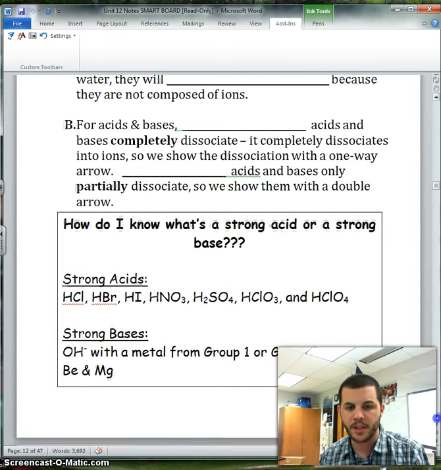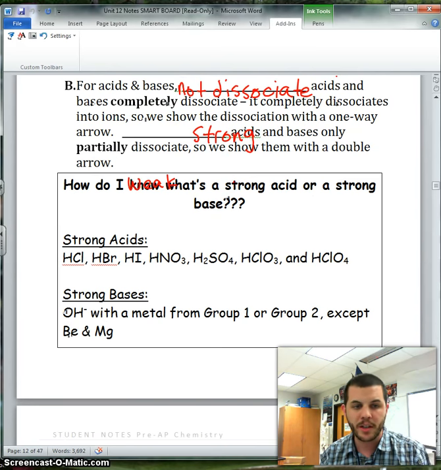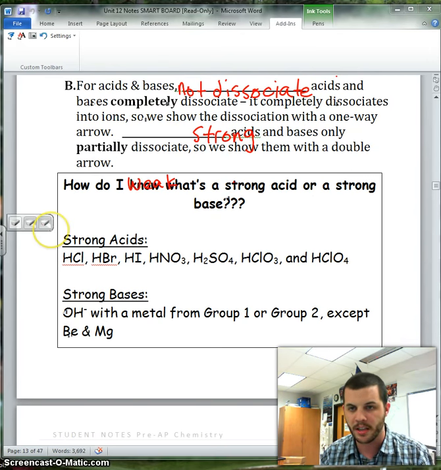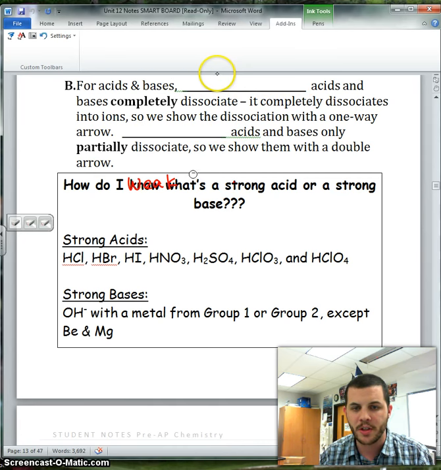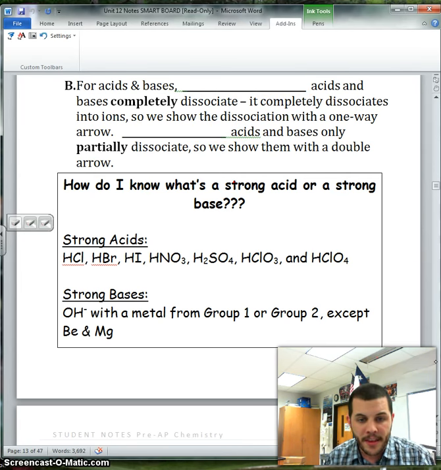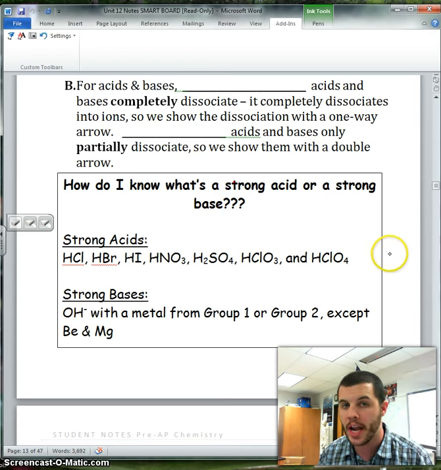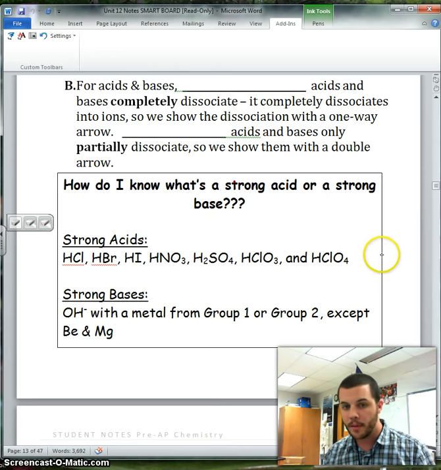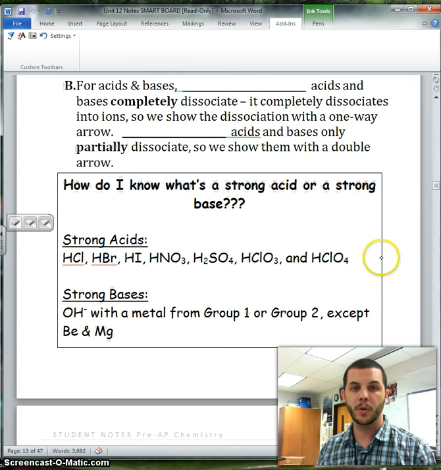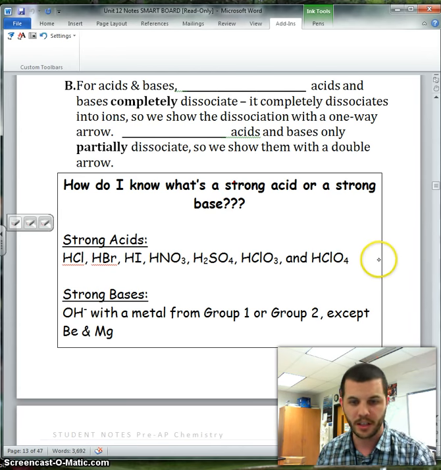All right, so now the question becomes, how do I know what's a strong acid and what's a strong base and all that good fun stuff, okay? Well, the truth of the matter is we actually do have to do some memorizing to figure out what's going to be what, okay? These seven acids here, HCl, HBr, HI, HNO3, H2SO4, HClO3, and HClO4, those are our seven strong acids, okay? Those are going to be the ones that are always going to dissociate, okay, or 100% dissociate.